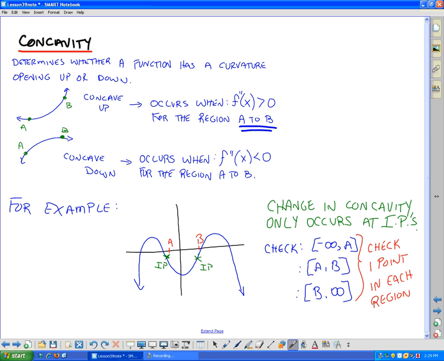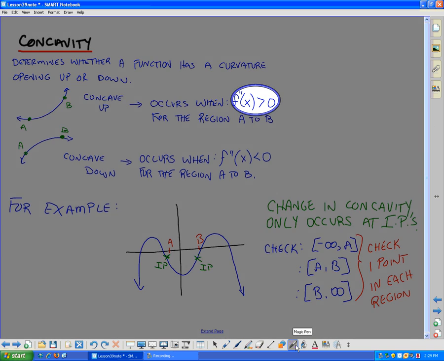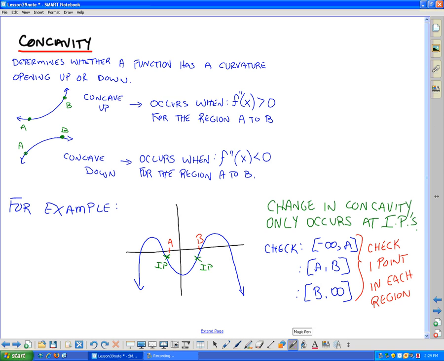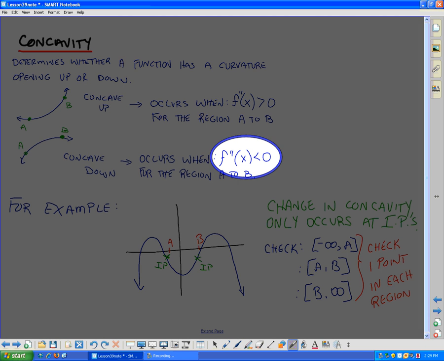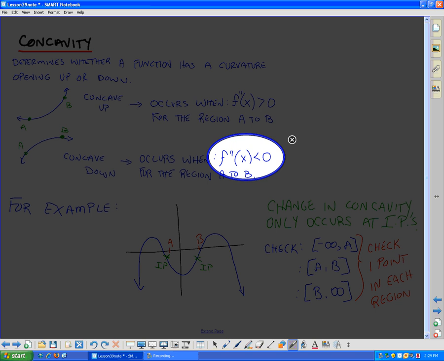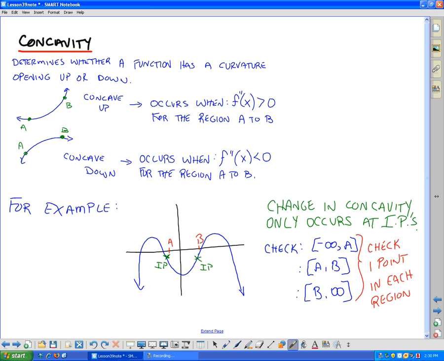I believe in your 4U course, you ended up creating a chart with all the components in it. And when I do the graphing process, I set up a chart myself that will analyze these values. The chart will help you determine when this is true. So at this point, just remember that when the second derivative is greater than 0, you have concave up. Concave down is when the second derivative is negative.